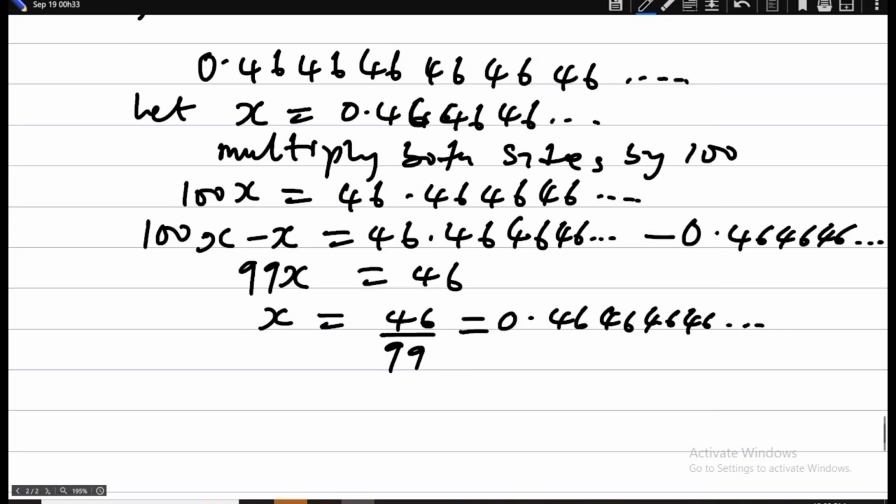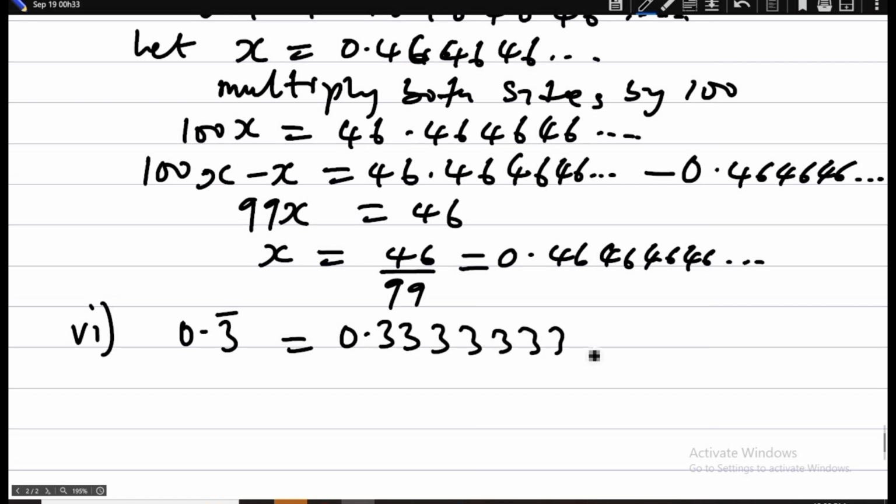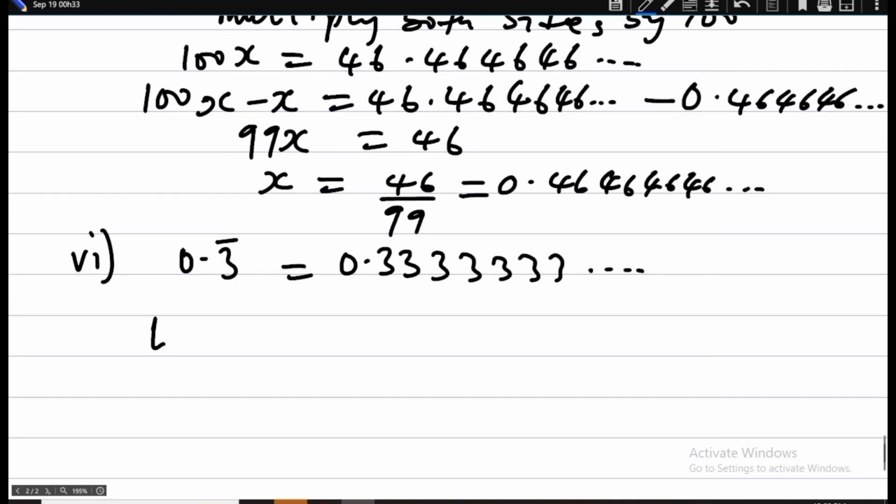So we go to question number VI. Question number VI said 0.3 bar, and I told you that bar means repetition. So this is 0.3333333, it continues that way. So now this one is just one single number. If you want to convert it to a fraction, we can do the same thing again. We can say let x be equal to 0.3 bar.